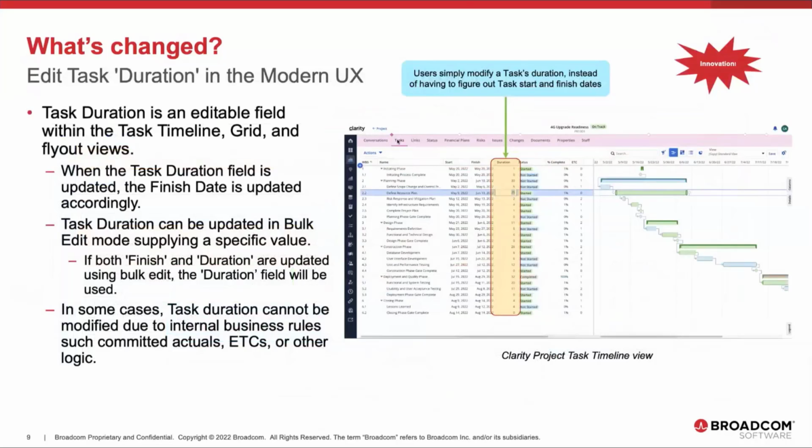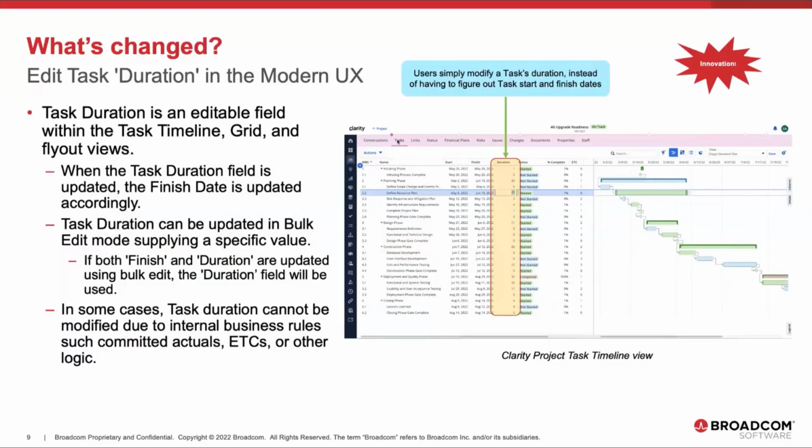Lastly, the task duration field is now an editable field within the task timeline, including the grid and the flyout views. Task duration was only editable previously in the classic Gantt functionality, but now you have it right here in the context of the modern UX.